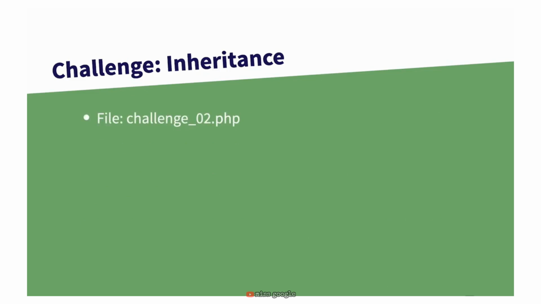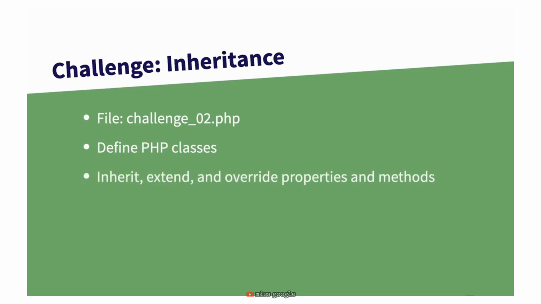You want to create a new file in the sandbox called challenge_02.php, and in there you'll define your PHP classes. Once you have your classes set up as parents and subclasses, then you'll want to inherit, extend, and override various properties and methods. Get creative. Once you do that, then create instances so you can test your assumptions and make sure that you understand what properties and methods are available in each one of the instances. Try creating instances of the parent class as well as instances of the subclasses.